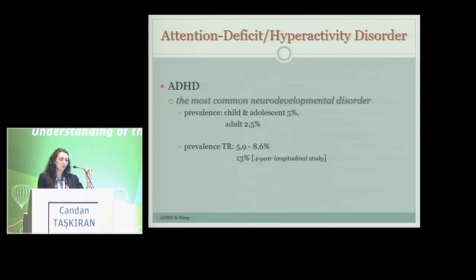As we all know, ADHD is the most common neurodevelopmental disorder. Prevalence in children and adolescents is 5%, and it is 2.5% in adults. According to the Turkey prevalence, we see that the rates are higher, and this has an impact on our clinical practice.